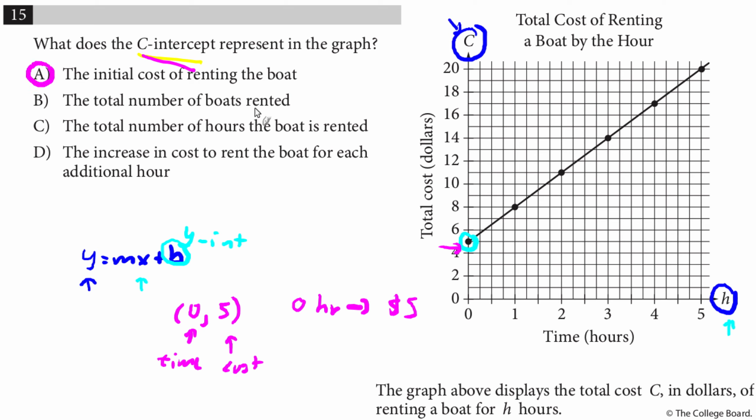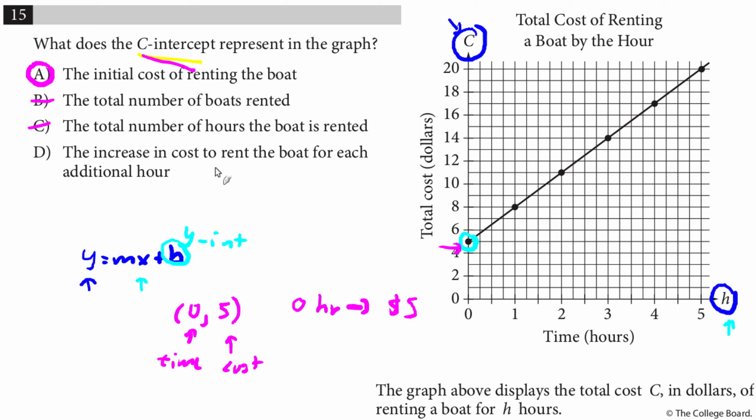The total number of boats rented, well, this is pretty much renting one boat. That makes no sense. The total number of hours the boat is rented, well, the hours is 0. We're not dealing with some number of hours. This is just one space and time, so that doesn't make sense. And the increase in cost to rent the boat for each additional hour.